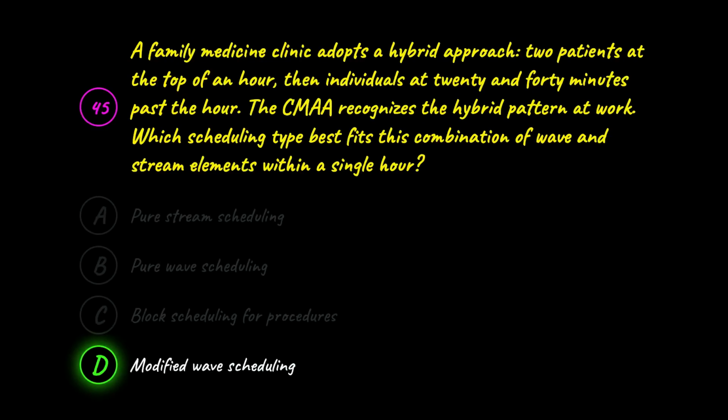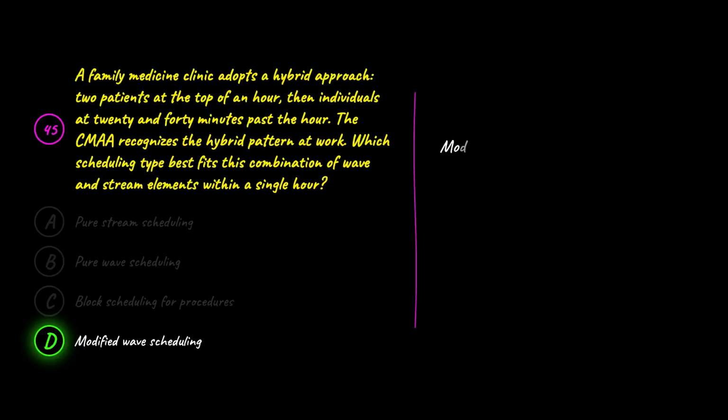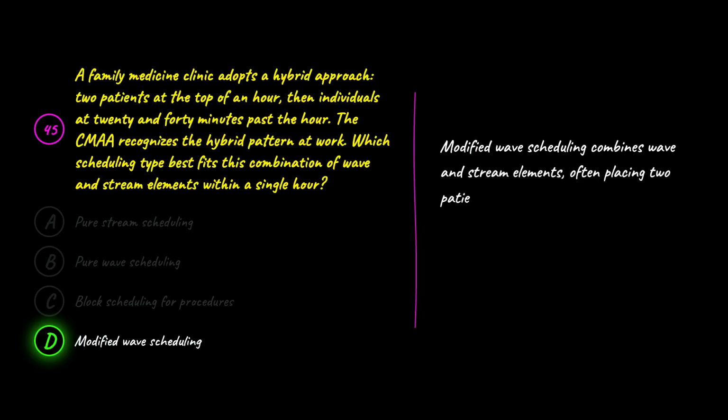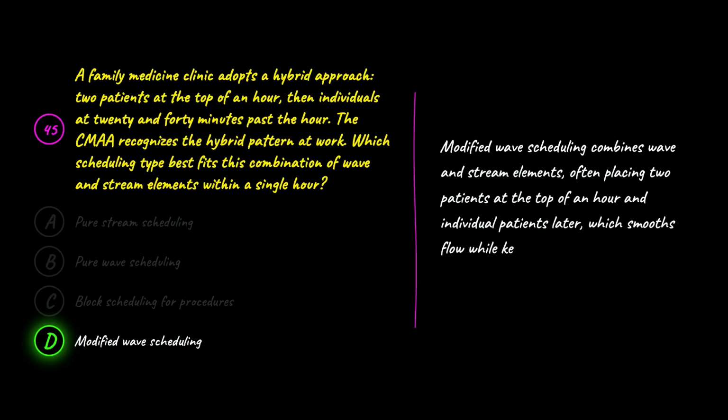The correct answer is D. Modified wave scheduling. D is correct because modified wave scheduling combines wave and stream elements, often placing 2 patients at the top of an hour and individual patients later, which smooths flow while keeping useful structure in the calendar.